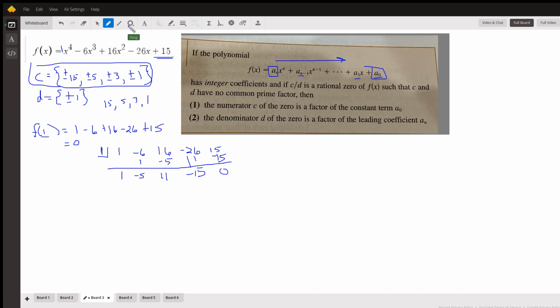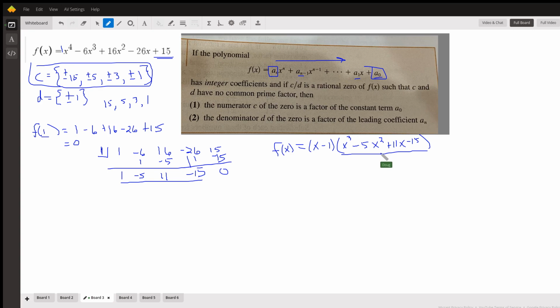Okay. Now, why did I do that? Because now we have f of x equals, if 1 is a root, x minus 1 is a factor. And these are the coefficients of the residual polynomial. If we did long polynomial division, we would get x cubed minus 5x squared plus 11x minus 15. And now we would do the same thing that we did for the original function for this polynomial to see if there's any zeros.